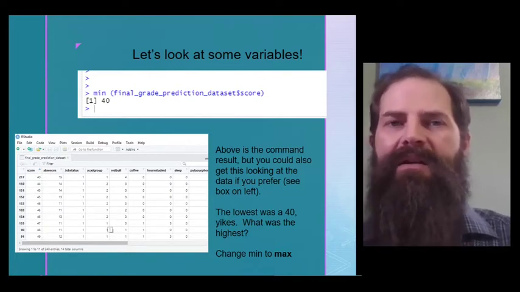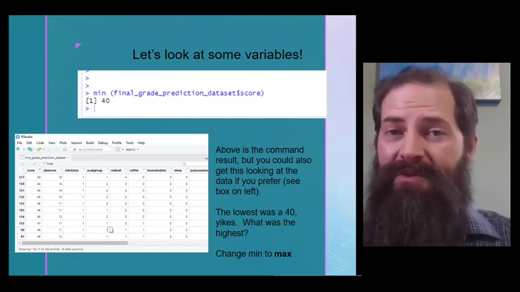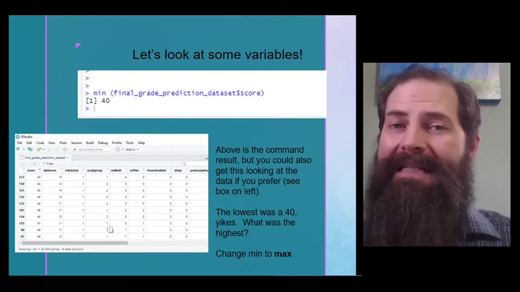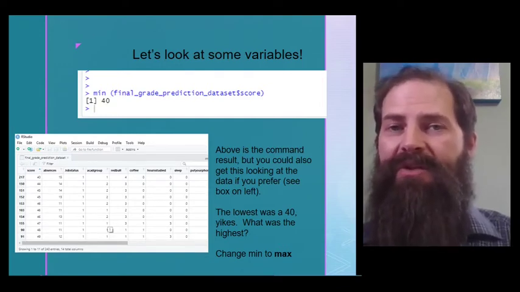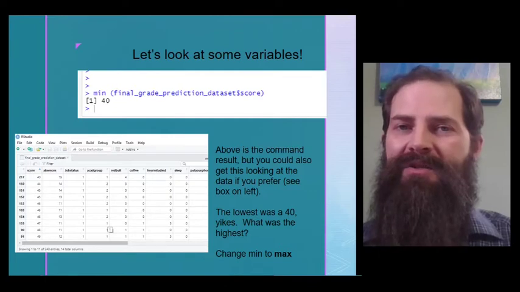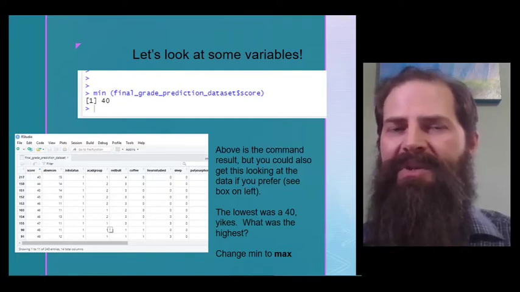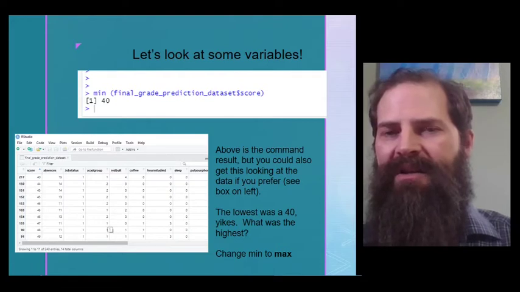Now, depending on what your computer allows, on PCs using Windows, you can usually hit the up arrow key and it will actually pull up your old commands, and then you can edit your old commands. That's really useful, by the way, too. If you make a mistake, you can hit up and then you can fix whatever your mistake was. But try that out. See if it pulls up min, final grade prediction, $ sign score.